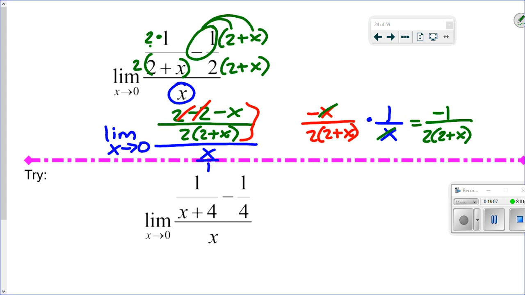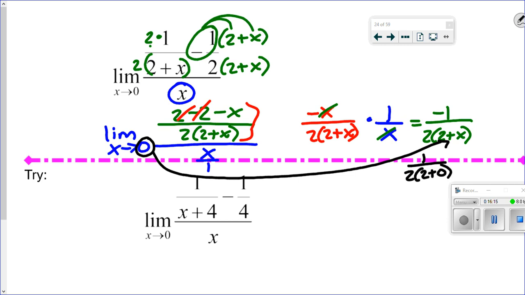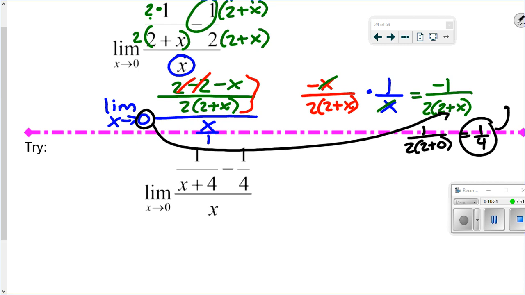And I can finally plug my 0 in for the limit. So I plug my 0 in for x, so I have 1 over 2 times 2 plus 0, which is 1/4. So my answer on top is 1/4. I'm going to do the same thing on the bottom, but I would recommend that you pause me, check your answers, and come back.